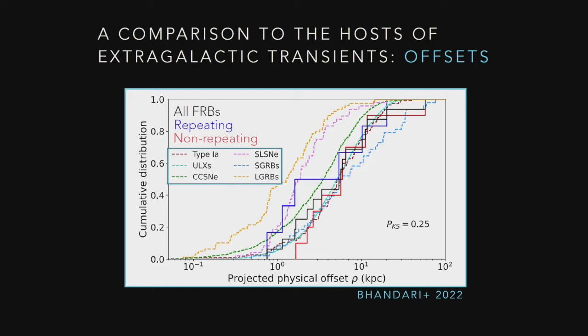So we can also look at how these properties of the FRB hosts compare to those of other types of transients, as I alluded to earlier. One thing that's commonly explored in the transient literature is the offset distribution. So things like superluminous supernovae and long GRBs have these fairly small spatial offsets, and then short GRBs tend to exhibit much larger offsets due to their large natal kicks.